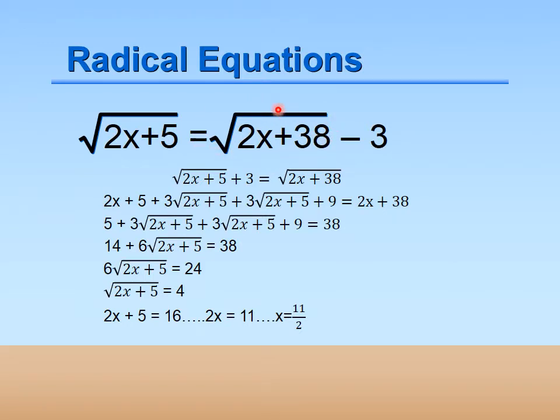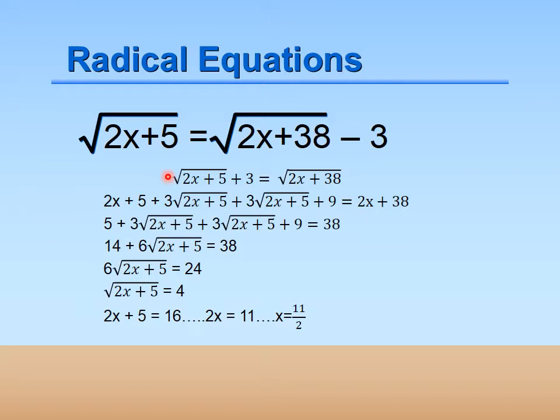In order to isolate the radical, I have to add 3 to both sides. And when I add 3 to both sides, I'm left with this step right here. The square root of 2x plus 5 plus 3 equals the square root of 2x plus 38. Now I'm ready to square both sides.